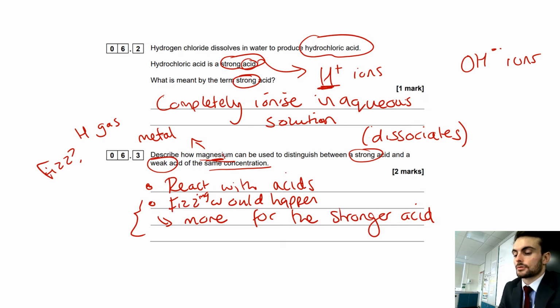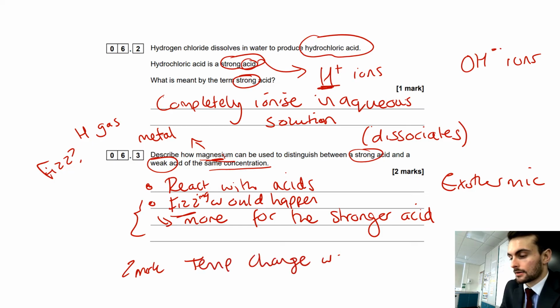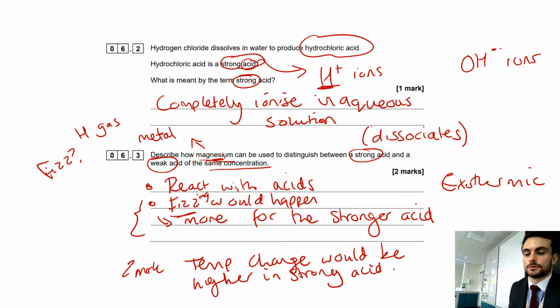You could have also put something other than fizzing. You could have talked about what else would happen when you react magnesium with an acid. If you remember, it's an exothermic reaction. It means it gives out heat, means you feel it as hot. If the acid is stronger, it's going to react faster, you're going to get a bigger temperature increase. So you could actually get 2 marks for saying the temperature change would be higher in the strong acid. That's also 2 marks. Just being comparative with the two, put it in both, see which one reacts more vigorously. Pretty simple.